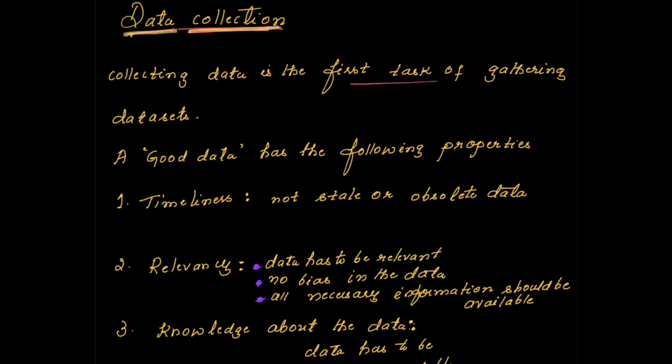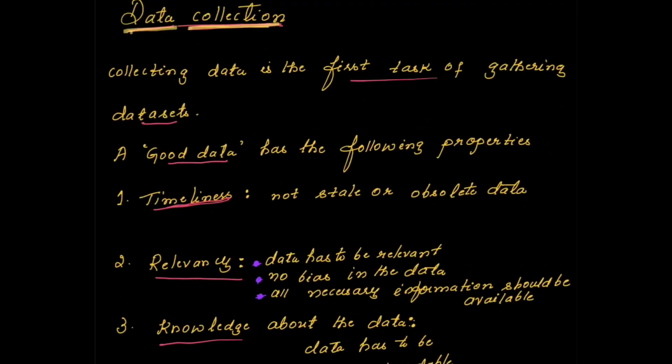So collecting data is the first task of gathering the data sets. Now what are the different characteristics of the good data? Good data has the following properties. So when you are collecting the data, you should also know the properties of a good data. First one is timeliness, second one is relevancy, third one is knowledge. Now what are these terms? Timeliness, here you need to check that whatever data you are collecting, it should not be an expired data or outdated data.